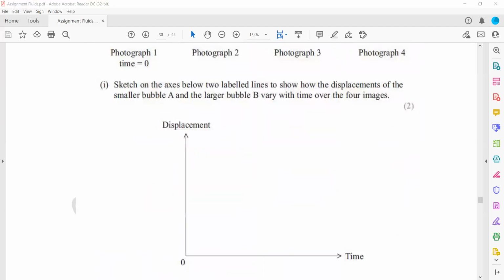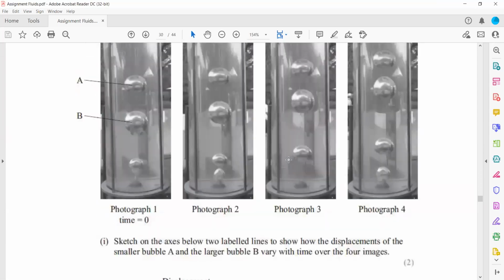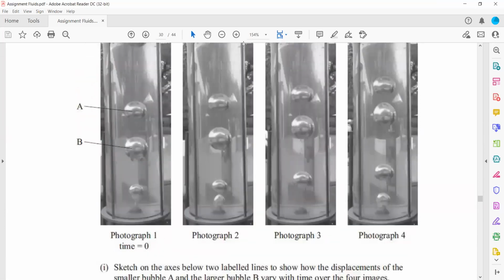Because we have to sketch a graph for the displacement, we have to consider a certain part as the origin. For example, if we consider this part as origin, A is already above the origin. A already has some displacement. So both ways are acceptable. If you consider individually, I can consider this as origin for A and the other one as origin for B, and then compare. Or if I consider B as the origin, A is already above the origin. A has already covered some of the distance.